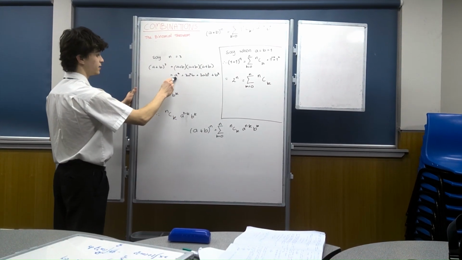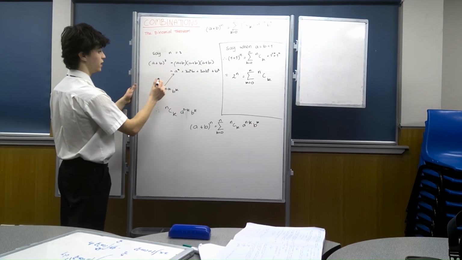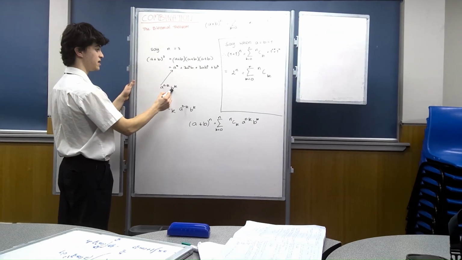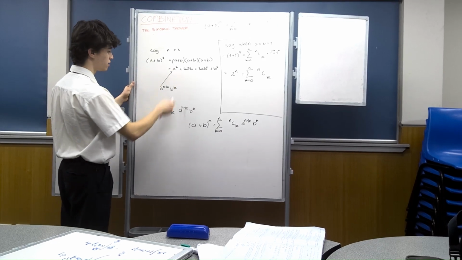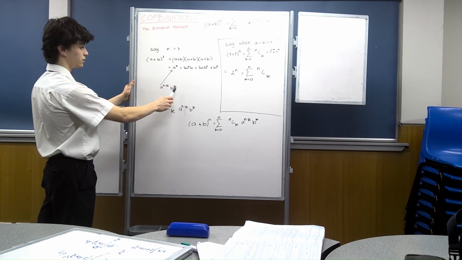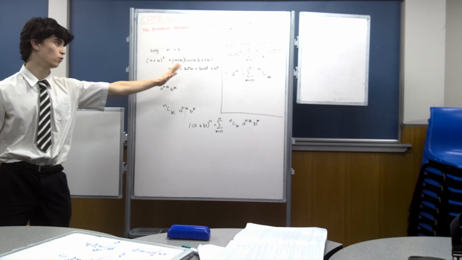We have a to the power n minus k, where n is 3 and k is 0, where 3 minus 0 is 3, so a cubed. And b to the k, where k is 0, we get 1. b to the 0 is 1, so therefore a to the 3 times 1 equals a to the 3, and we apply that for all of them.